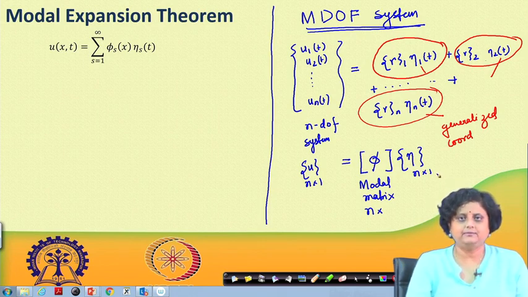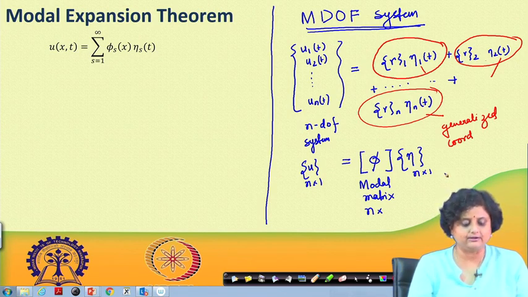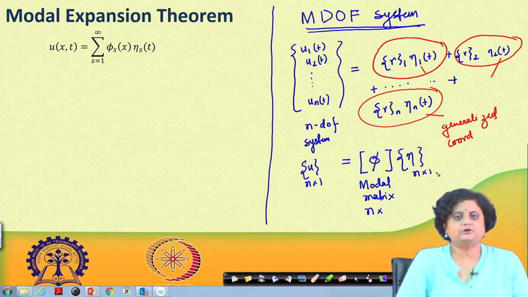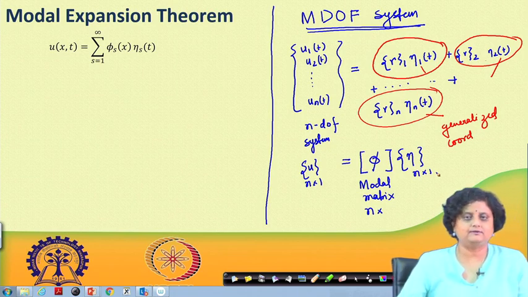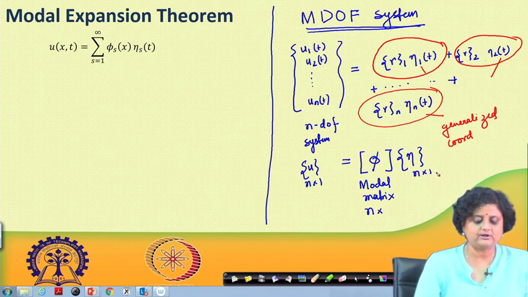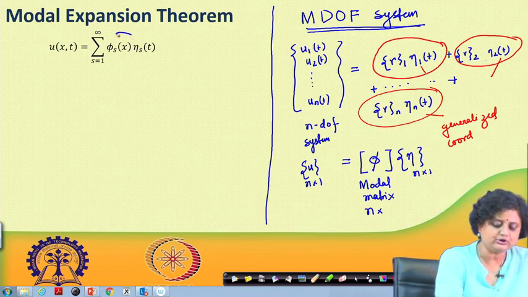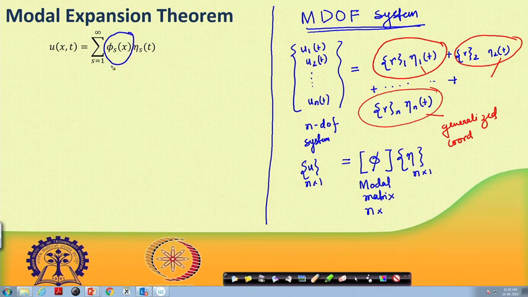So, exactly similar thing we are going to do for a continuous system. Exactly similar theorem exists for a continuous system. So, the modal expansion theorem for continuous system can be expressed in this way. Since we are dealing with a partial differential equation, and we have seen that mode shape is no longer going to be a discrete vector, but rather a continuous function of the spatial dimension. So, this is the mode shape.